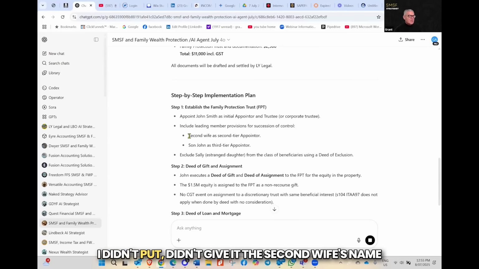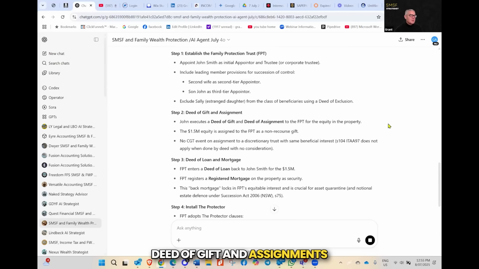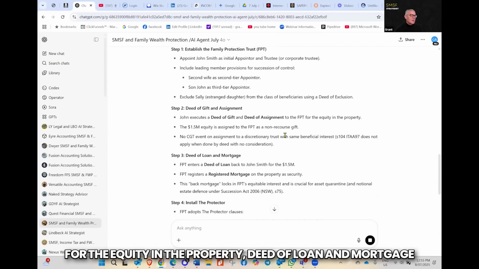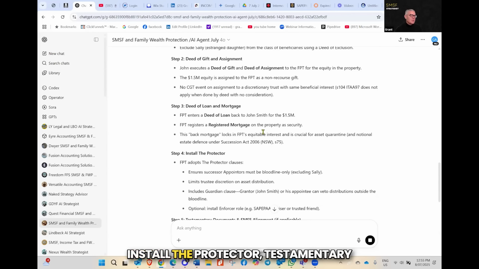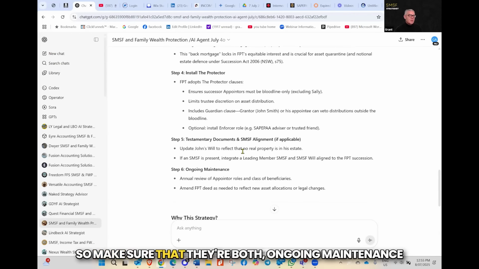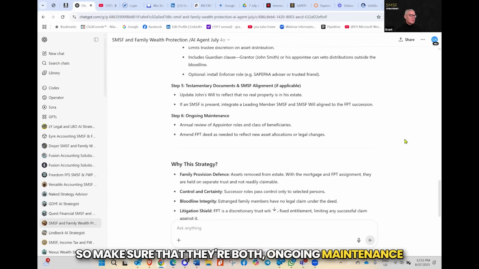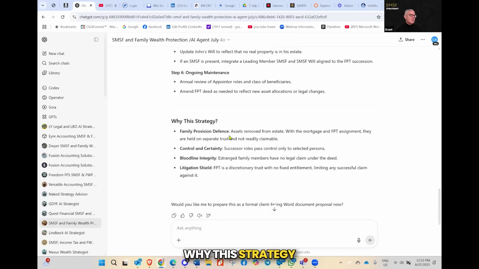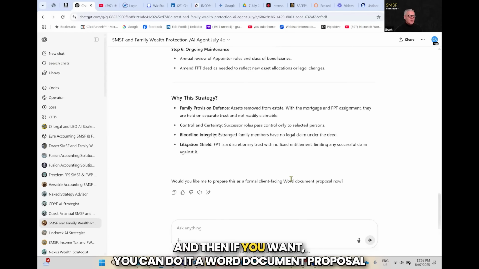There you go. I didn't give it the second wife's name. Deed of gift and assignment for the equity in the property. Deed of loan and mortgage. Install the protector. Testamentary documents and SMSF alignment, so make sure they're both aligned and maintained. Then the reasons for the strategy, and if you want, you can do a Word document proposal.